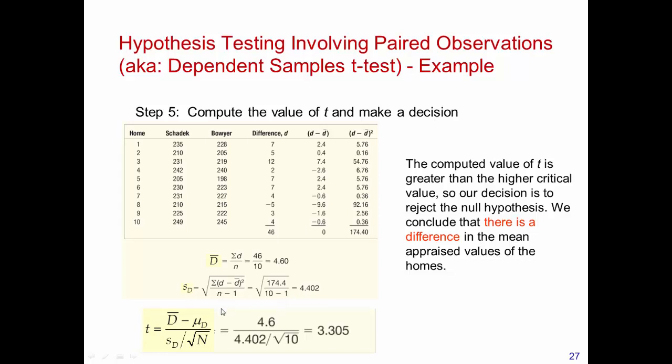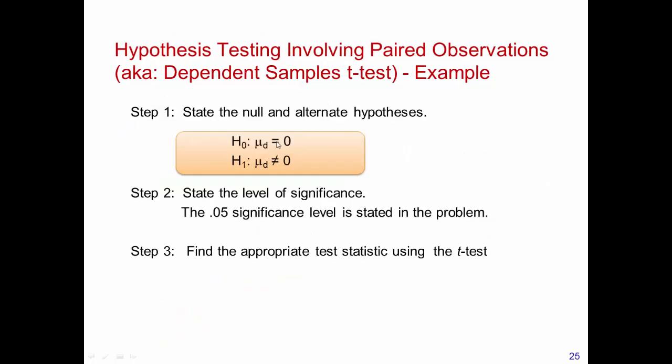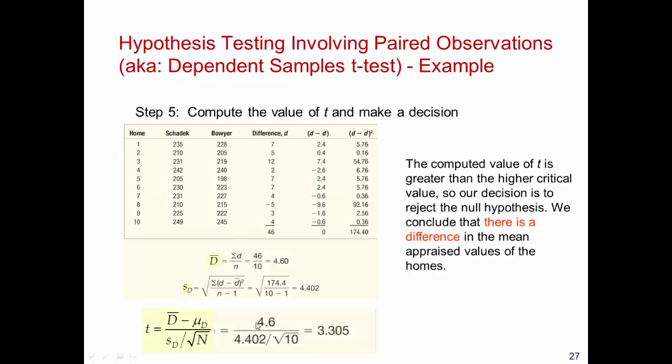Now we have the information to put in our calculation. So we put d bar is 4.6. The minus mu sub d: we're assuming, if you remember in our hypothesis, that mu sub d is equal to 0. So we have 4.6 minus 0 equals 4.6. And then we put our standard error of the differences divided by the square root of our n in the denominator, 4.402 divided by the square root of 10. All of that together equals 3.305.